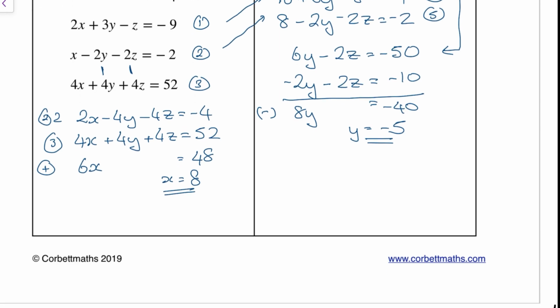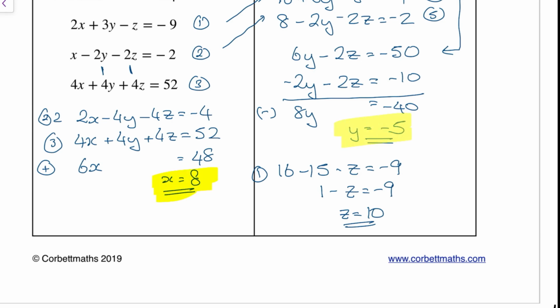And then equation 1 again, because it looks okay, I'm going to put my x and my y in. So 2 times 8 is 16. Remember, I'm doing equation 1 here. So 2 times x is 16. 3 times minus 5 is minus 15. That's handy. Minus z is equal to minus 9, which means that 1 minus z is equal to minus 9. Well, I've got 1. I take away something to give me minus 9. It must be the case that z is equal to 10. And there's my answers. I won't rewrite them. So I've got x is equal to 8, y is equal to minus 5, z is equal to 10.